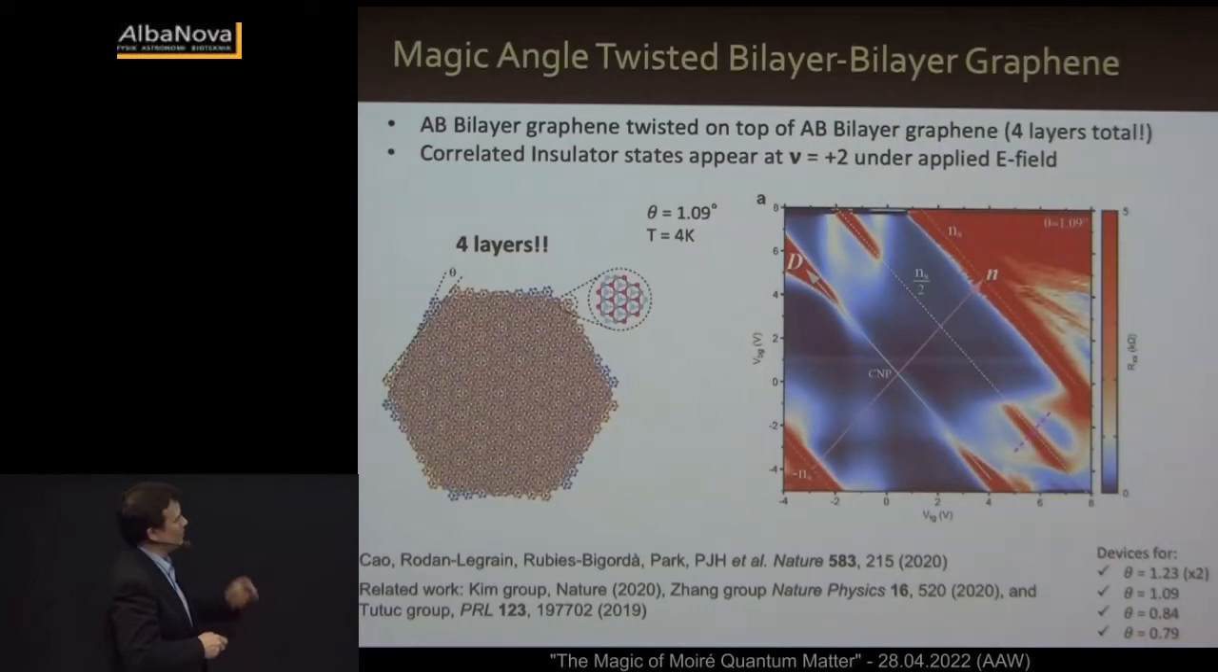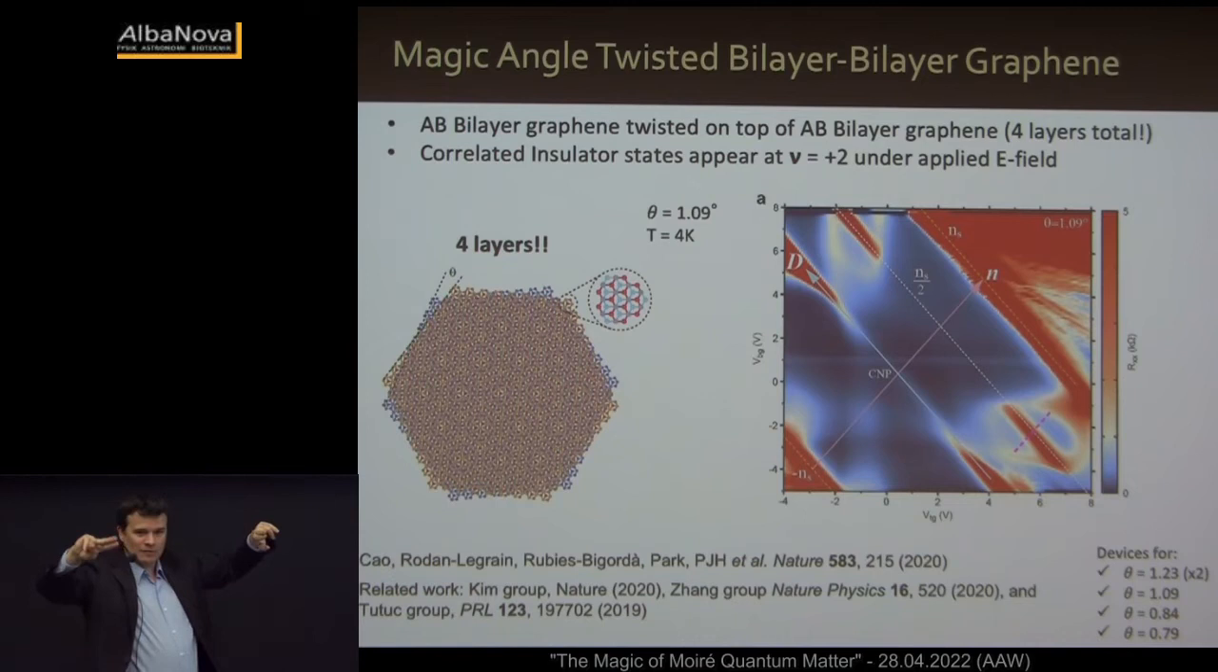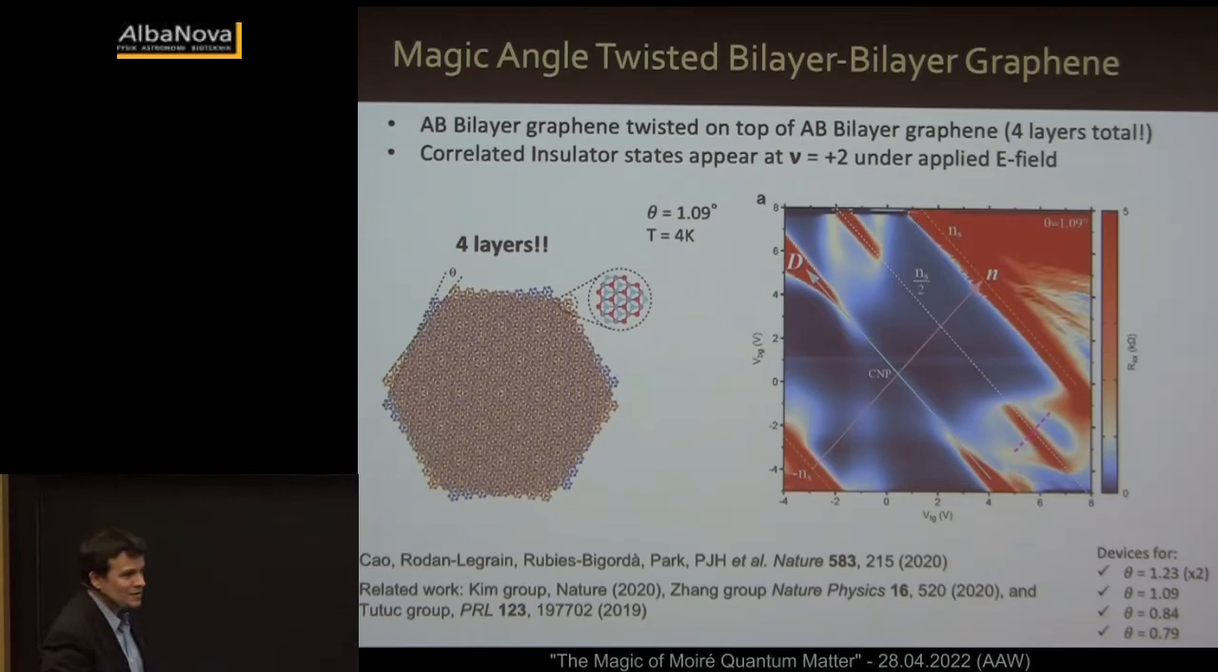Layers of graphene with zero angle between them, regular bilayer graphene that you could take out of graphite, another two layers of bilayer graphene with zero angle, and we can place them on top of each other, twisted at the magic angle, okay? And then what you have is another correlated system, different from magic angle twisted bilayer graphene.